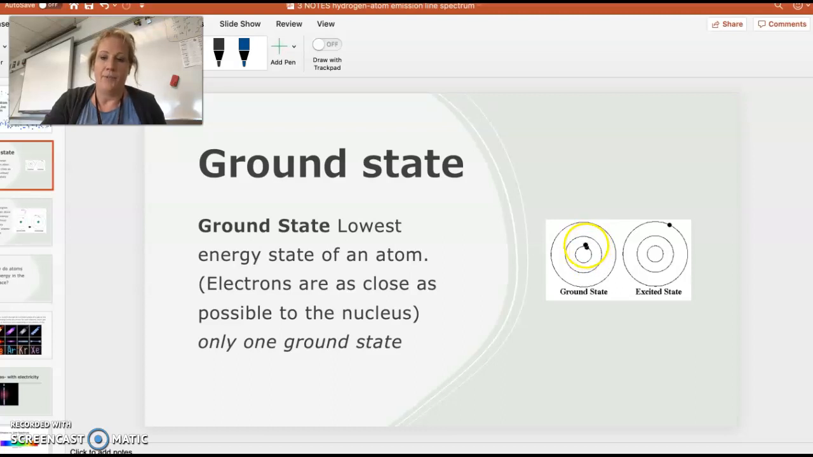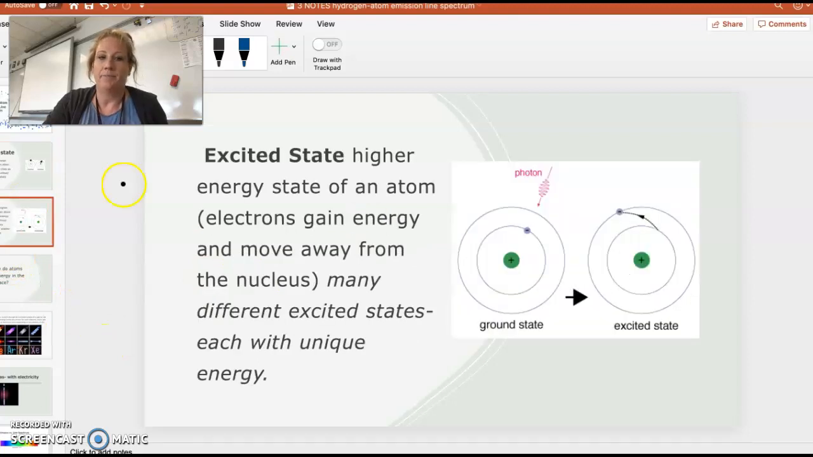For other atoms, there may be electrons filling these levels, and then maybe the ground state would be out here. As long as all of the other places are full, it's still as low in energy as possible, so it would be considered ground state. Excited state is when the electron, let's say this is where it could be, but now it's moved out further, higher in energy, away from the nucleus.